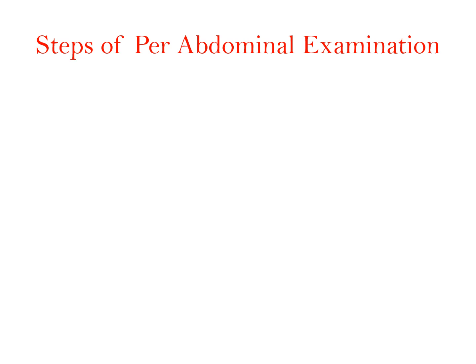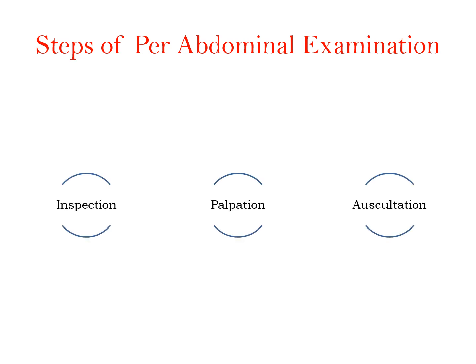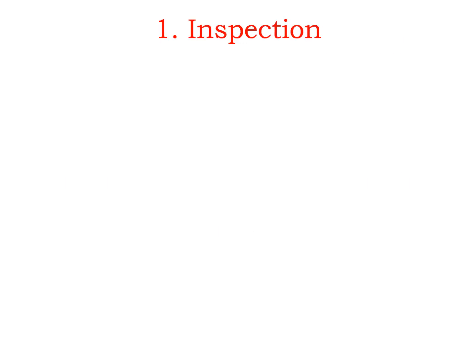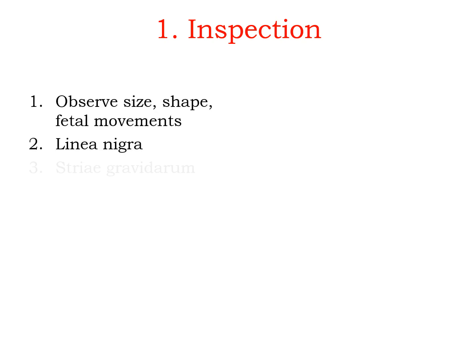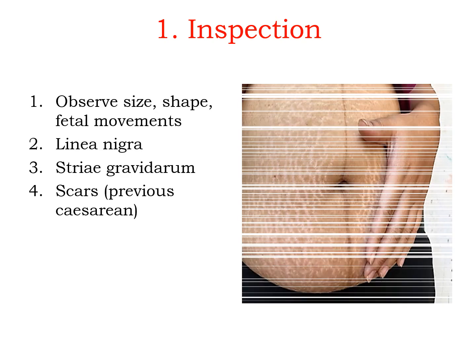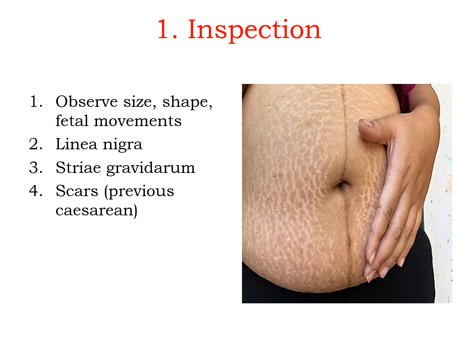Okay, now steps of per-abdominal examination. So there are three steps: inspection, palpation and auscultation. In detail we'll learn in the further slides. So okay, let's start with inspection. So inspection, first we need to observe size, shape, fetal movement.